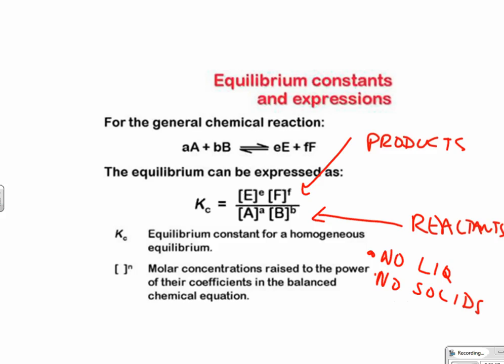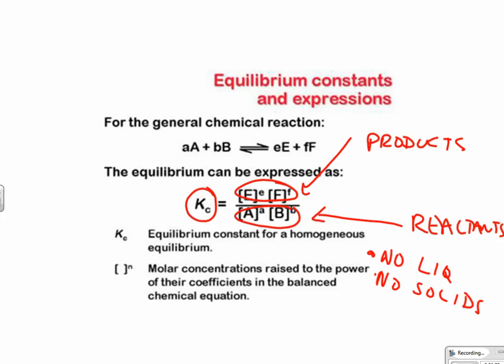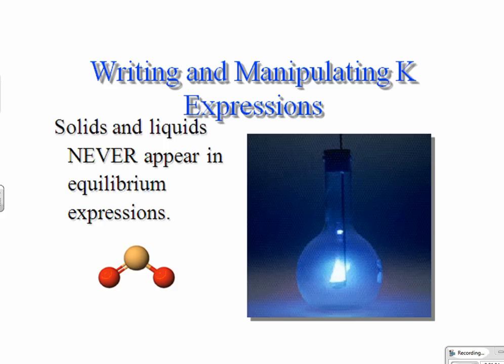Then it's basically Kc or Kp, either one of them. You basically have the products on top, reactants on the bottom. Use the coefficient, plug it in, and you can calculate the equilibrium constant using the expression. Solids and liquids never appear in the equilibrium expression. We already talked about that.